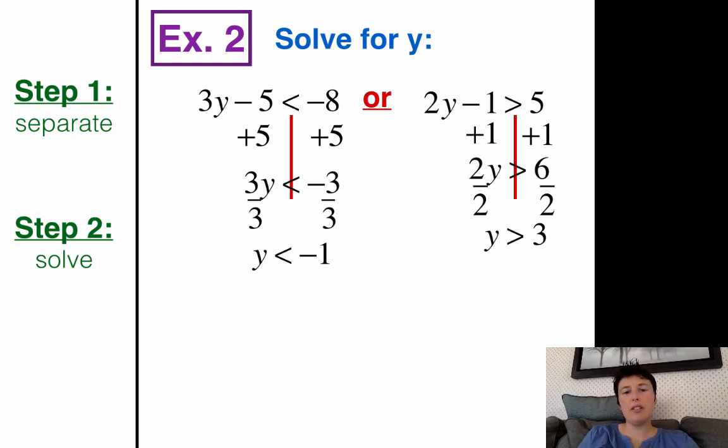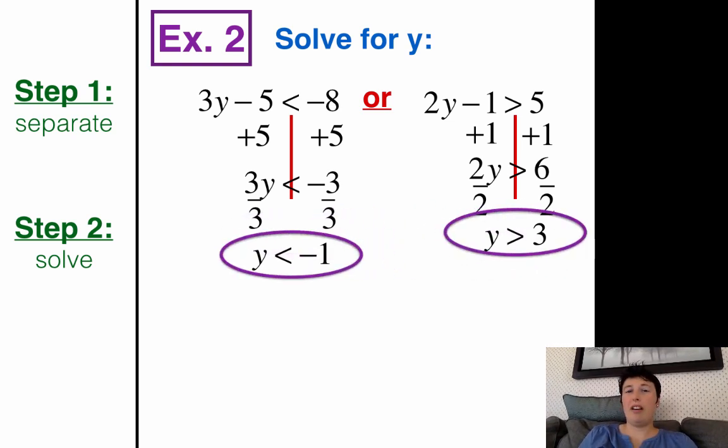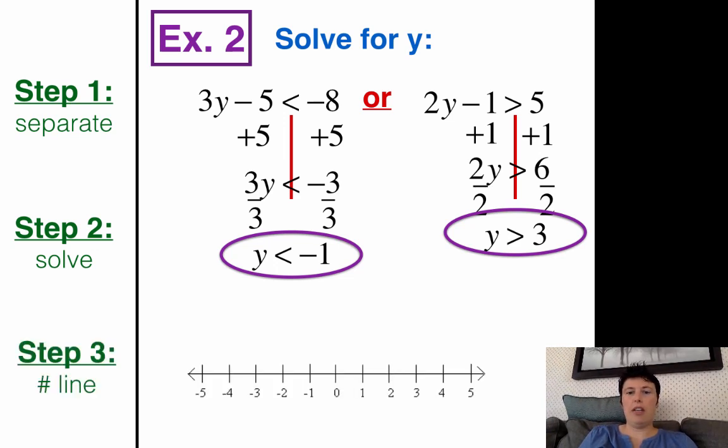So we have both of our solutions, and we're ready to put them on a number line now and see what it looks like. So step 3, number line. So here is my number line. I'm going to start on my number line by putting 0 in the middle, and my usual numbers 1 to 5 and -1 to -5. And then I'm going to end up circling -1. Y is all the less than values, so everything less than -1 to the left. Then I'm going to circle 3, and y is all the greater than values, everything greater than 3.